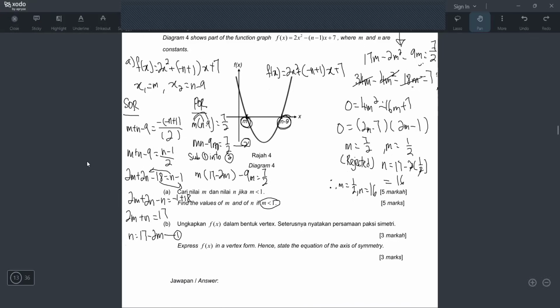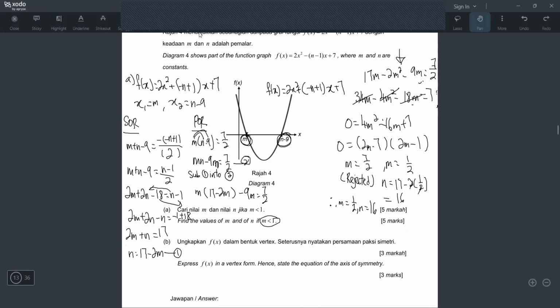Okay, now we continue with question B. Let's read the question first. Express f(x) in vertex form. So I want this equation in vertex form. Hence, state the axis of symmetry. Wait, how to change from general form to vertex form? You have to use completing the square. You have to do completing the square.